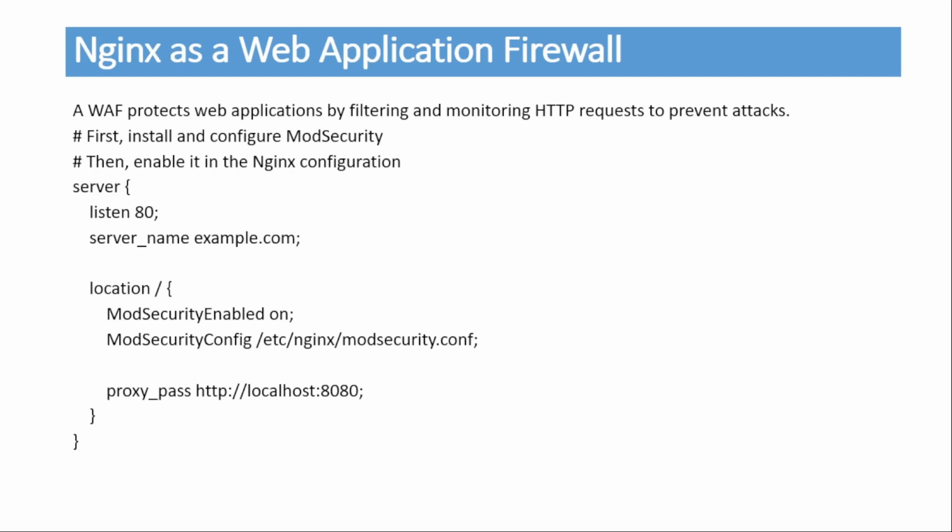A WAF protects web applications by filtering and monitoring the HTTP requests to prevent attacks. Your website needs protection from common attacks like SQL injection or cross-site scripting. So NGINX inspects incoming requests for malicious patterns. It blocks requests that match known attack patterns, protecting your application. And for this, it uses the ModSecurity module.